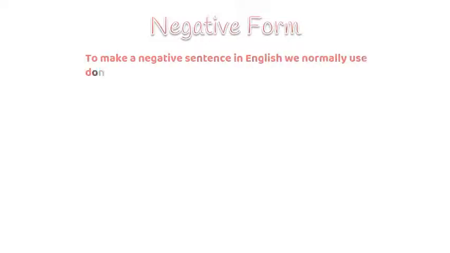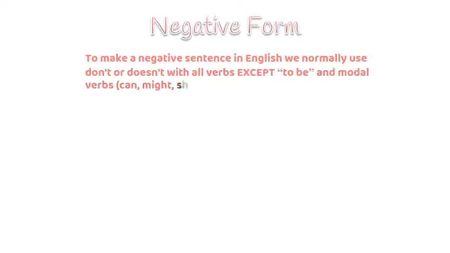To make a negative sentence in English, we normally use don't or doesn't with all verbs except the verb to be and modal verbs like can, might, should. So whenever I want to use the negative in the simple present tense, I have to use don't or doesn't. But when I have the verb to be, I do not use them. And when I have modal verbs like can, might, or should, I do not use don't or doesn't. Okay? Let's see how we form the negative sentences now.